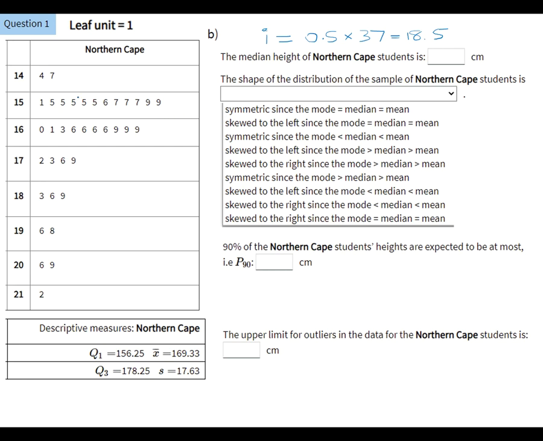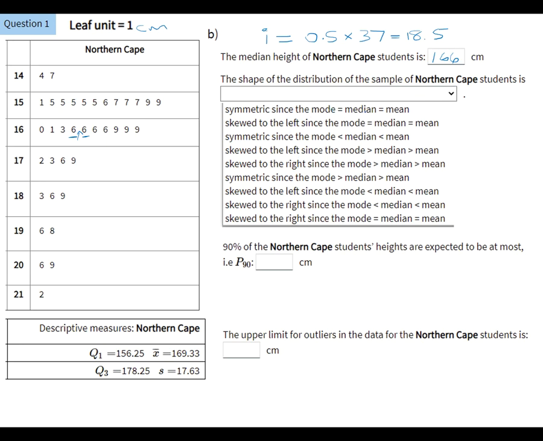If we go to position 18.5 and count, you'll find that the value over here is in position 18 and this is position 19. We need to take the average of these two values, which, lucky for us, are exactly the same, so we don't need to do any extra math. When we read this off, remember our leaf unit is 1, and on the original slide we told you we're working in centimeters. So a leaf unit is 1 centimeter. This is 160 centimeters in the stem, and the leaf is 6 centimeters. So this is 166 centimeters.